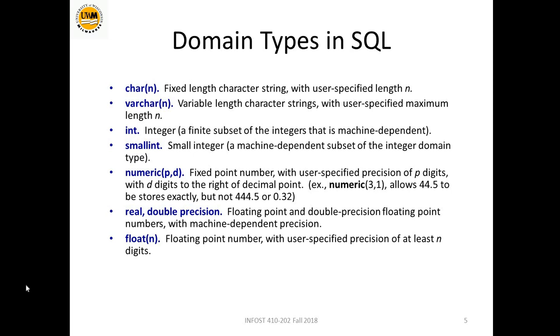Domain types. We have many domain types. This slide mentions a few. We have two types of characters: fixed length character and variable characters. We have integers and small integers. We have numeric values. We have real and double precision. We have float. We also have date and time. We have blob objects, which are generic object containers. We have JSON objects. We have all sorts of domain types that can be used with SQL.